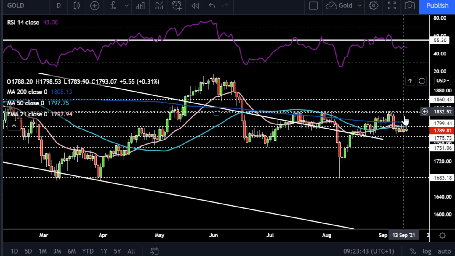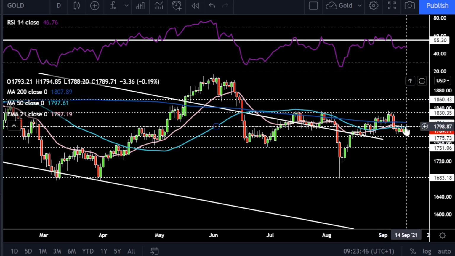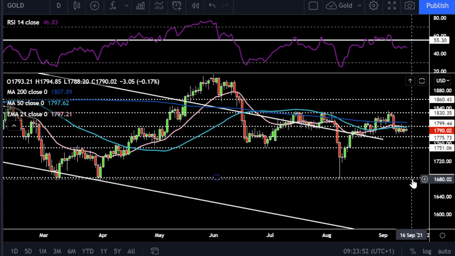1,775 and 1,800. It's got the 50-day simple moving average and 21-day exponential moving average capping upside moves there, and just above there is the 200-day simple moving average. The 50-day simple moving average remains below the 200-day simple moving average, indicating that medium-term trend direction is on the bearish side due to the death cross.